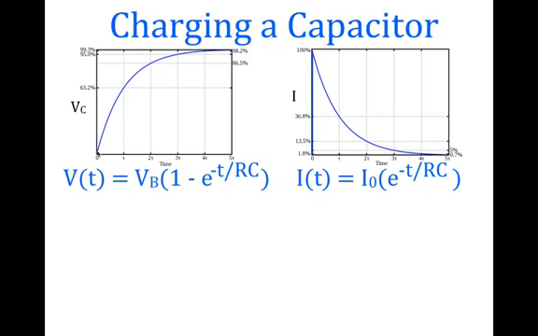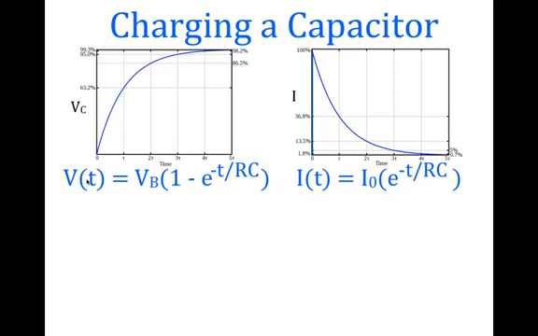The voltage is not expressed as volts in the sense that 1, 2, 3, 4, 5 volts. It is expressed as a percentage of the maximum voltage across the capacitor. The current is expressed as a percentage of the initial maximum current through the circuit. Okay, so the time is in time constants, and the voltage and the current are in percentages.